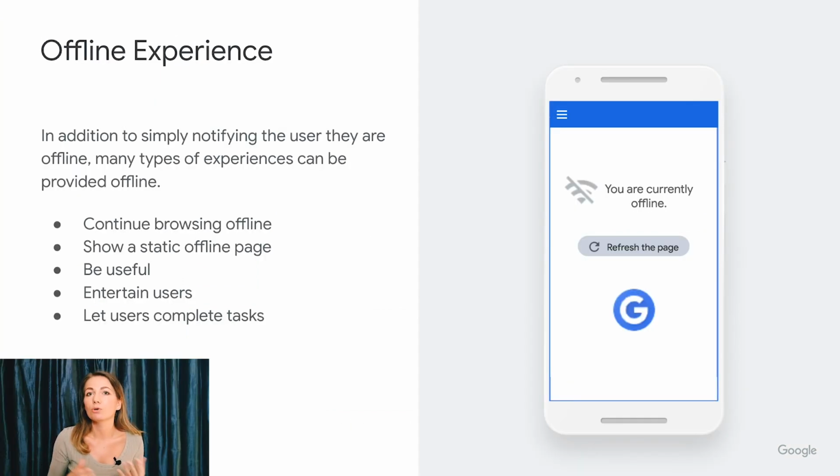In addition to simply notifying the user that they are offline, many other types of experiences can be provided. For example, you can let the user simply continue browsing when they're offline. You can also show a static offline placeholder page. You can be useful and show users some crucial information or updates. You can also try to entertain users by occupying their time so they keep staying in the app. Or you can let users complete the tasks that they started while they were online.